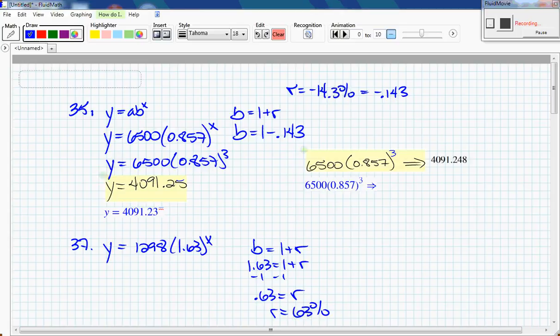And last but not least, we have 46. And 46 says for each annual rate of change, find the corresponding growth or decay factor. The growth or decay factor is B. B is 1 plus R. On 46, the rate is plus 70%. So that's 1 plus 0.7. So B, the growth factor, is 1.7. And that's how you solve questions 35, 37, and 46 on the Advanced Algebra 2 homework.